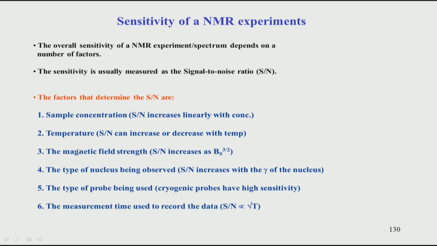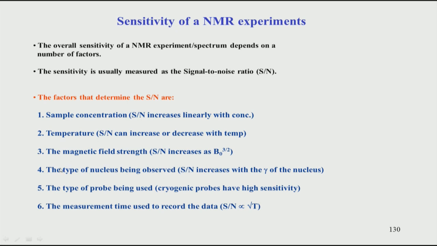So, now let us look at magnetic field, and here it is very clear that the signal to noise directly increases based on the factor B to the power 3 by 2. This is very important because if you go from 500 megahertz to, let us say, 1 gigahertz, 1000 megahertz, the signal to noise will go up by more than double, by this factor. Therefore, to increase the sensitivity, you have to go to higher and higher magnetic fields.